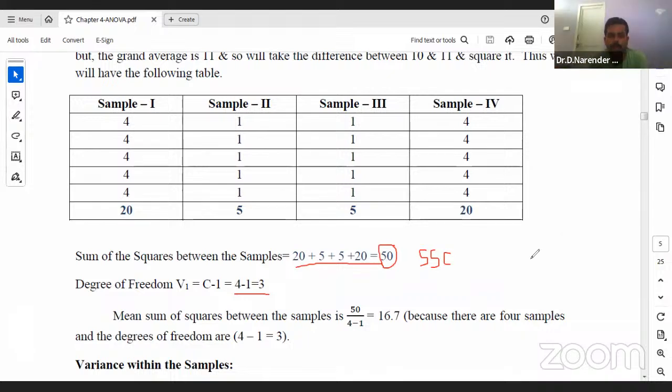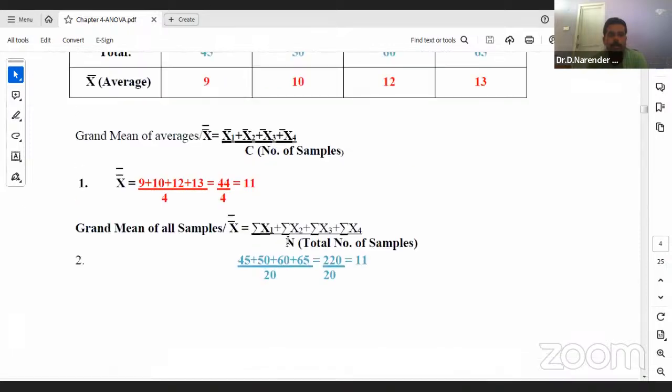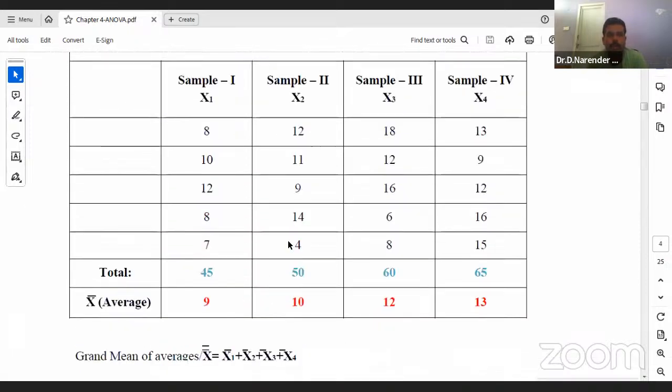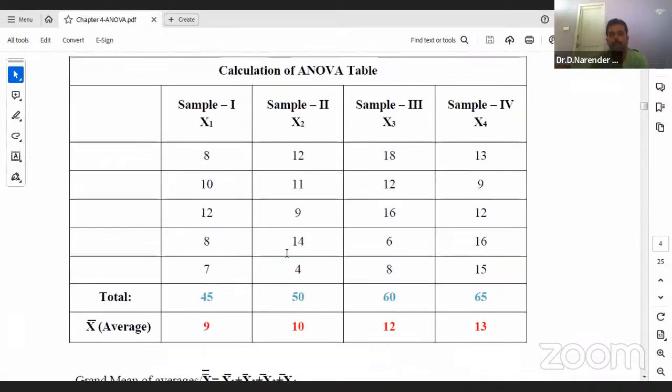So listen carefully once again. These steps are very important for us. Look here carefully. See what we did? Instead of writing A, B, C, D, we have written sample 1, sample 2, sample 3, sample 4. Clear? X1, X2, X3, X4: 8, 10, 12, 8, 7. These are the values we took from the question paper only.